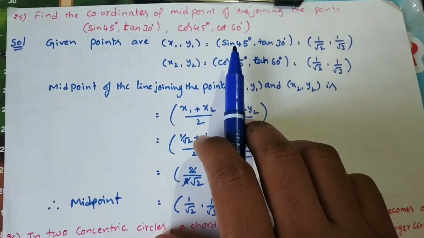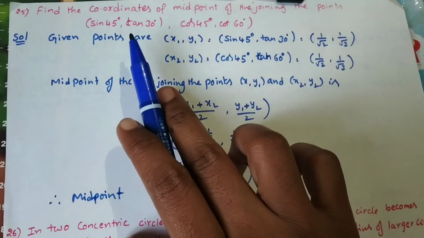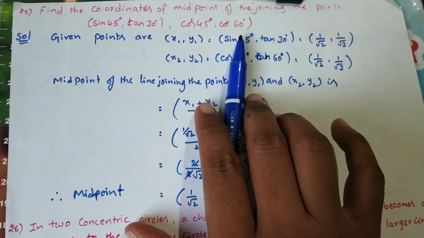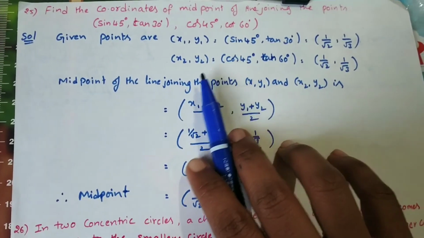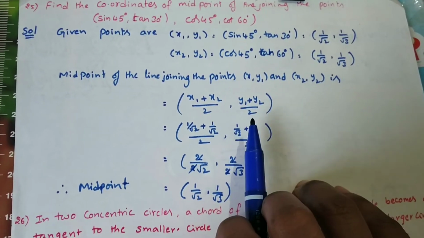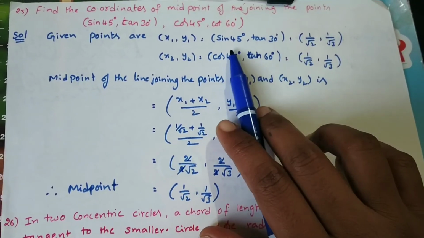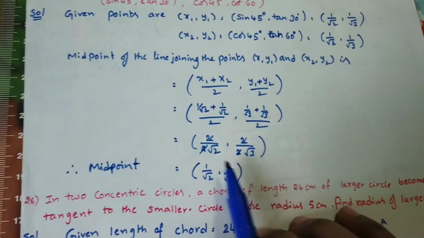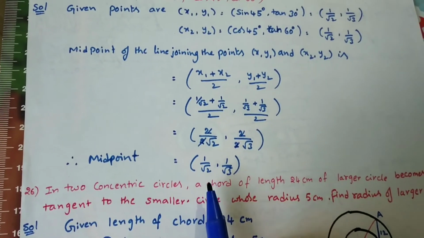Find the coordinates of the midpoint of the line joining the points. The given points are sin 45, tan 30 and cos 45, cot 60 degrees. The midpoint formula is (x1 plus x2) by 2, (y1 plus y2) by 2. If you observe, sin 45 is 1 by root 2, tan 30 is 1 by root 3. Substitute all these values and you are going to get the midpoint as 1 by root 2, 1 by root 3.